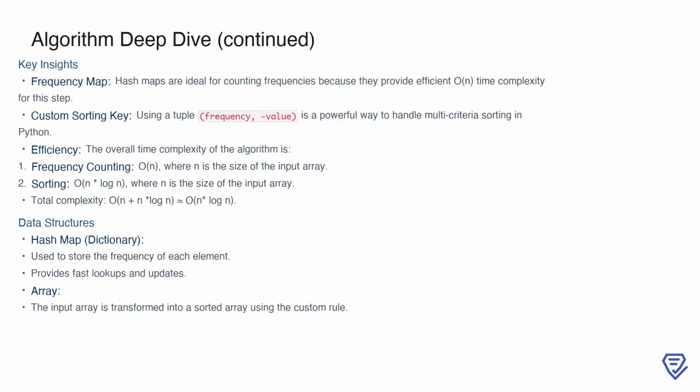In terms of efficiency, the overall time complexity of the algorithm is O(n log n). This includes O(n) for frequency counting and O(n log n) for sorting. Together, the algorithm is efficient and well suited for the problem constraints. The two main data structures used are a hash map, for storing frequencies, and an array, which is transformed into the sorted result based on the custom rule.